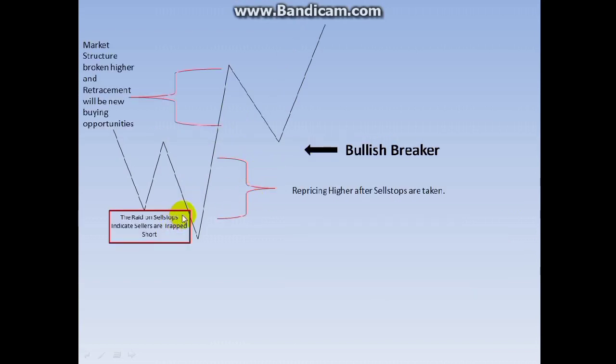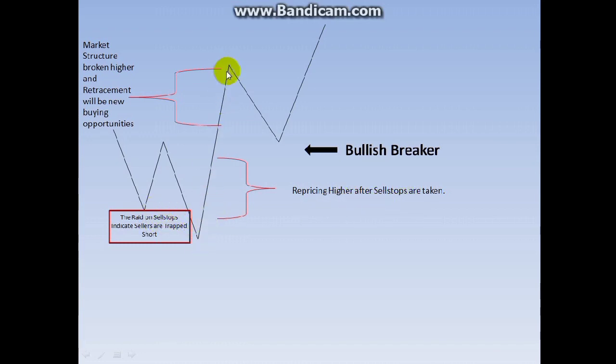Now looking at the storyline even further, what are the clues when anticipating a bullish breaker? The first clue is that we have to see a run on liquidity. We have to see an old low traded below. What eventually happened right here is that the raid on sell stops indicates sellers are trapped short. Just like I made mention earlier, we had this move below the old low, and the sell stops resting below these old lows have been tripped. The pool of liquidity has been activated. So now price started expanding. Price has to be repriced higher after sell stops are taken.